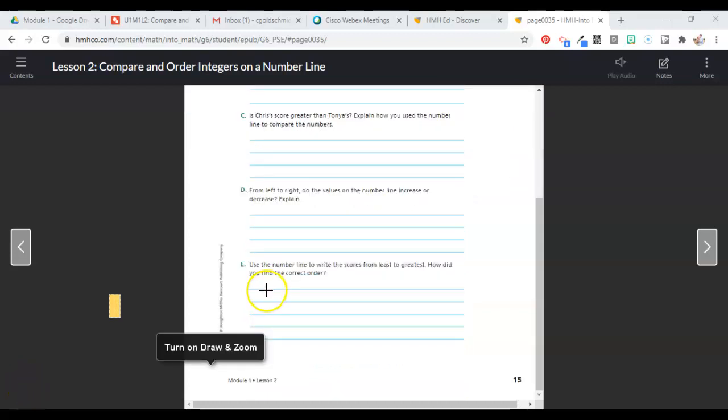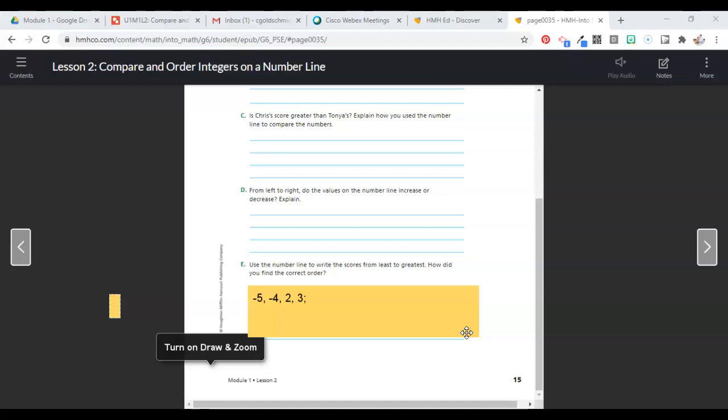Okay, E, use the number line to write the scores from least to greatest. So you can't see my scores anymore on my number line, but you can look at the ones that you did. And so when I'm looking at the scores, I know we go -5, -4, 2, and 3. Now, how did you find the correct order? That's what we're going to say now.